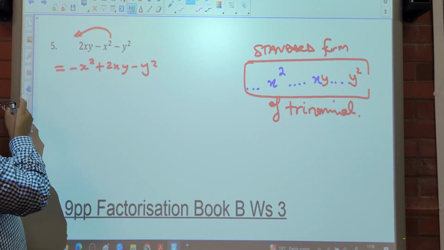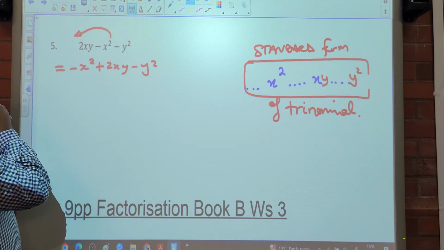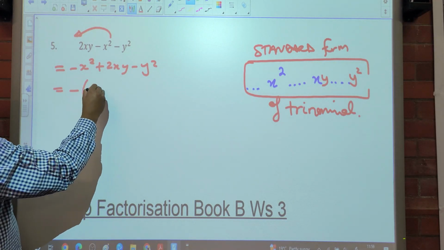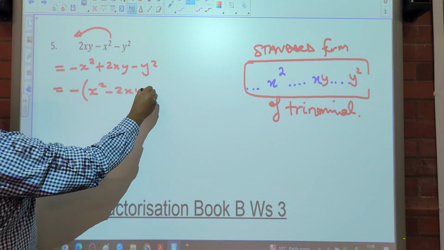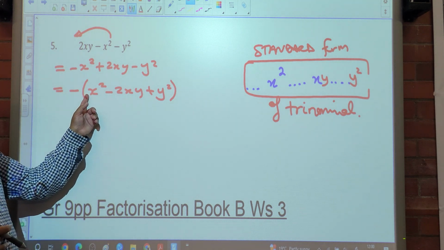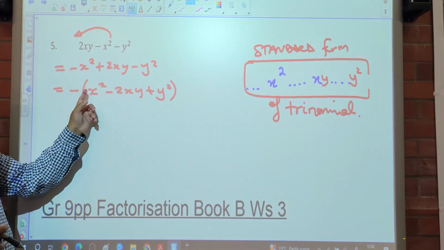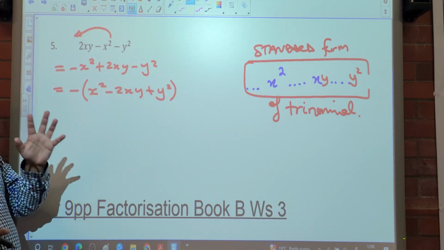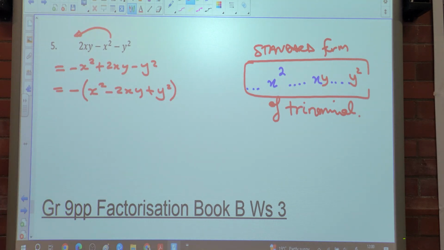So when the first term is negative, what do we do? Take out negative as a common factor. So it's negative into x squared minus 2xy plus y squared. If I multiply this out, what's negative times positive? Negative. Negative times negative? Positive. Negative times positive? Negative. So whenever you take out a negative sign, all the signs change. It's the opposite operation. Okay.